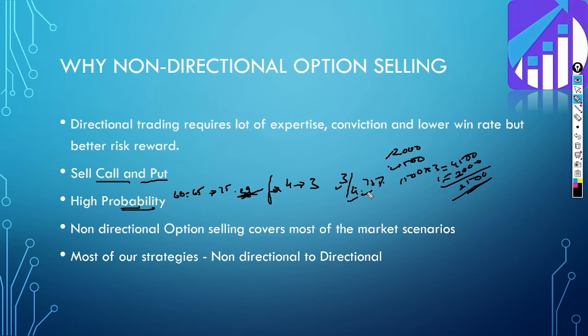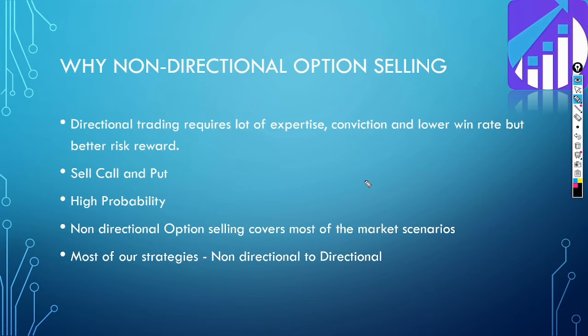We cannot compare in a week or 2 weeks. For a month, 2 months, you compare, this will surely work. Option selling is always a high probability trade. Now, why do we do non-directional option selling? Because non-directional option selling covers most of the market scenarios.